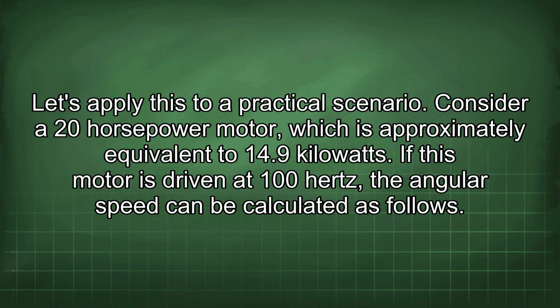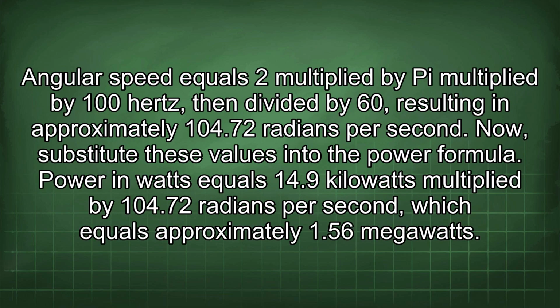Let's apply this to a practical scenario. Consider a 20 horsepower motor, which is approximately equivalent to 14.9 kilowatts. If this motor is driven at 100 Hz, the angular speed can be calculated as follows. Angular speed equals 2 multiplied by pi multiplied by 100 Hz, then divided by 60, resulting in approximately 104.72 radians per second.